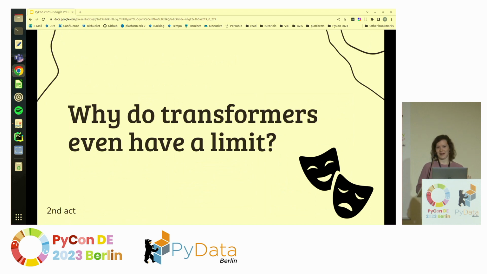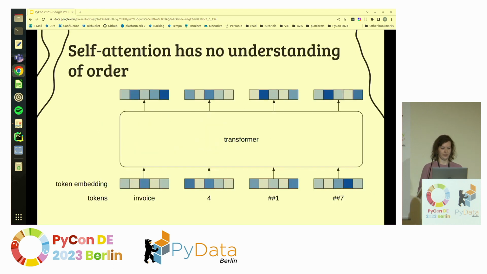Takeaway from this first part: 512 tokens might not be enough for every use case. As I said, I was coming from training recurrent neural networks where I can feed any sequence length I want. So why do transformers even have a sequence length limit? For that, we need to dig a little bit into the architecture.